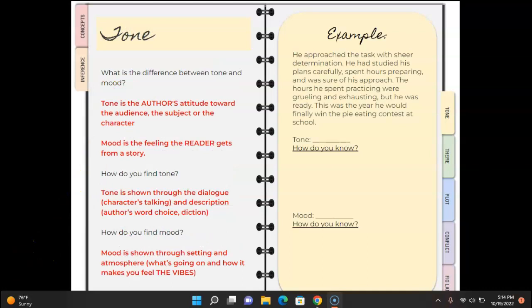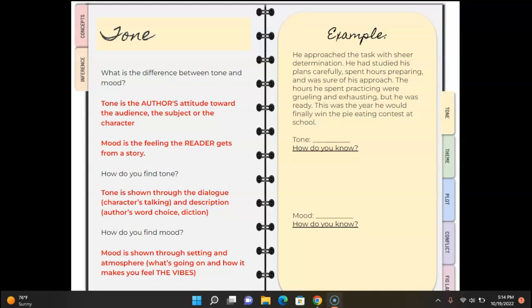Next on our list for the elements of fiction is tone and mood. Tone and mood are often confused for being the same thing, but they're in fact very different. So what is the difference between tone and mood? Tone is the author's attitude towards the audience, the subject, or the character, versus mood is the feeling that the reader gets from a story.